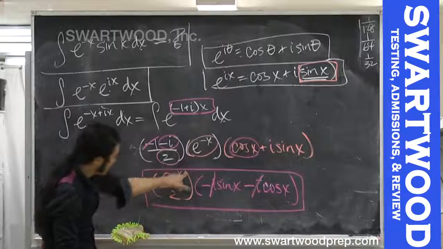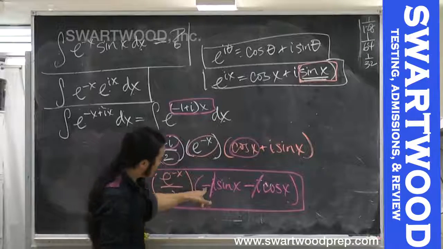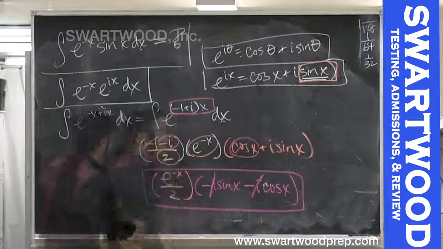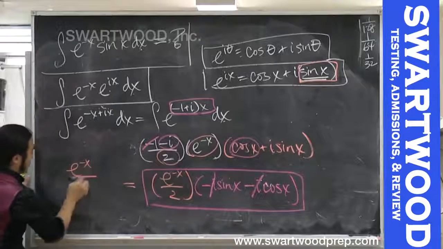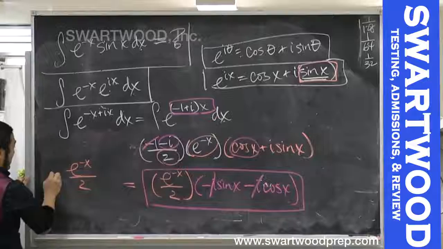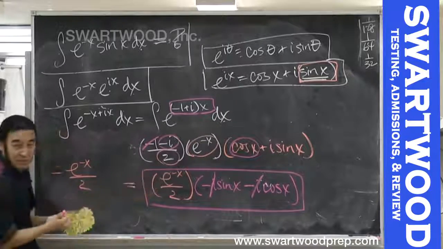So it's going to be e to negative x over 2 times negative sine, negative cosine. Okay. But really just to clean it up, let's just go ahead and bring this all out. So e to negative x over 2, bring that negative 1 out. Okay? And what's left over? Sine plus cosine.